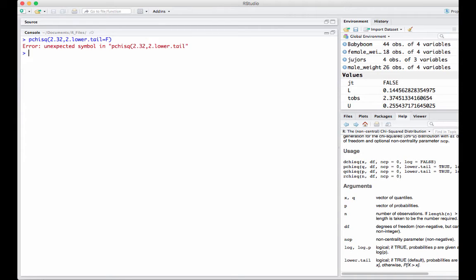And what did I do wrong there? Unexpected symbol in, I wish I could, I'm going to learn to type someday, and that's going to make my life so much better. There we go. Okay.